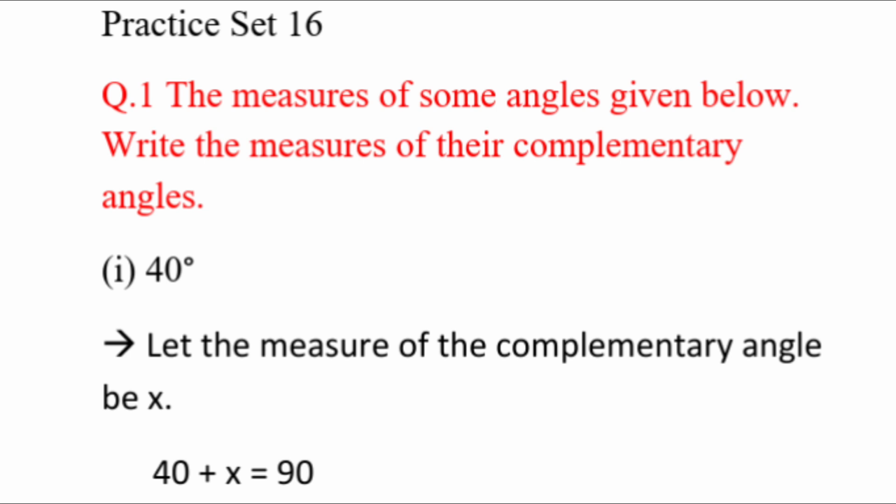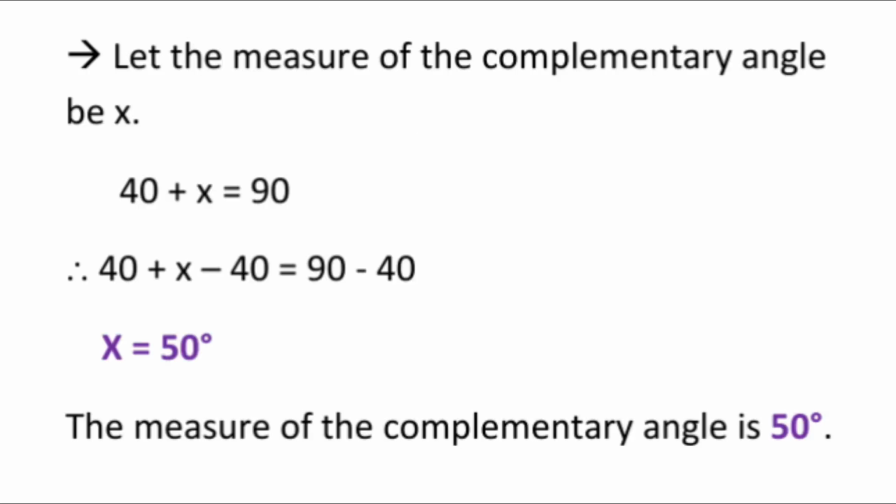Then let the measure of that complementary angle be x. Then 40 plus x is equal to 90. Therefore, here we subtract 40 on both the sides. Then we have x is equal to 50 degrees. 40 minus 40 is 0. On the left hand side x will be there. And on the right hand side of the equal to sign, 90 minus 40 is 50. So simple. The measure of the complementary angle is 50 degrees.